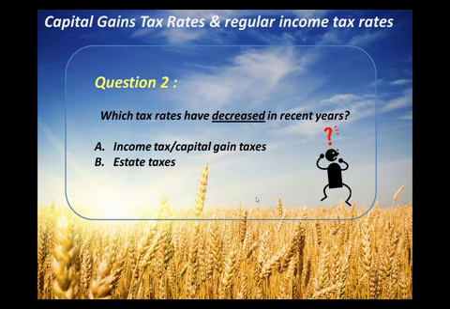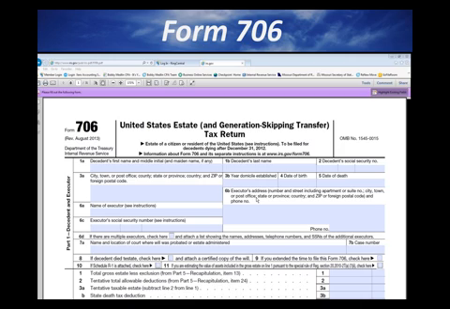Which tax rates have increased in recent years? Income tax and capital gain taxes or estate taxes? Well, as we just saw, the income tax rates and capital gain tax rates have increased in recent history in our country. Which tax rates have decreased in recent years? Well, the estate tax rate has decreased in recent years. If you remember, up until 1997, it was 55% for the top rate, and now it's 40%.